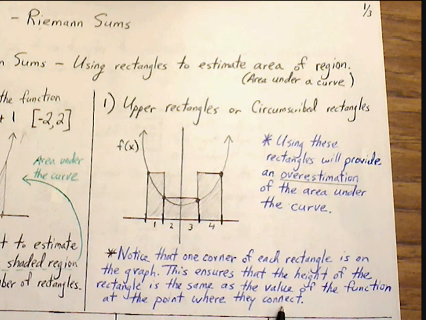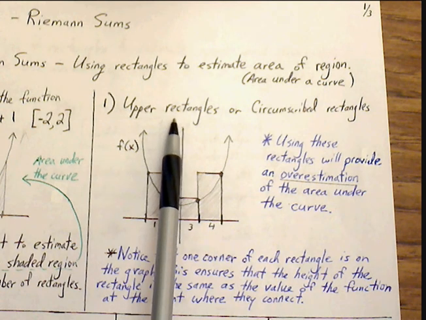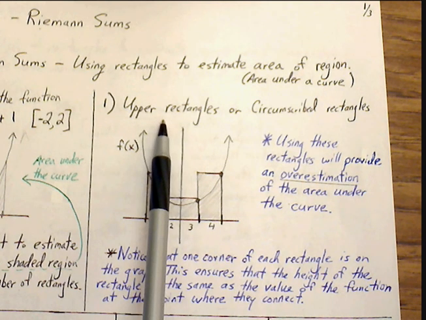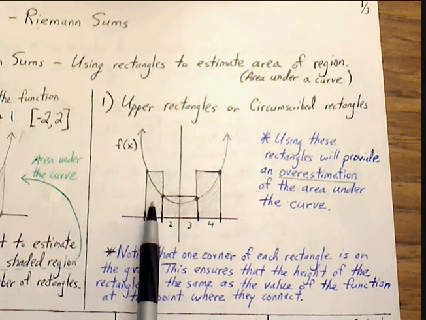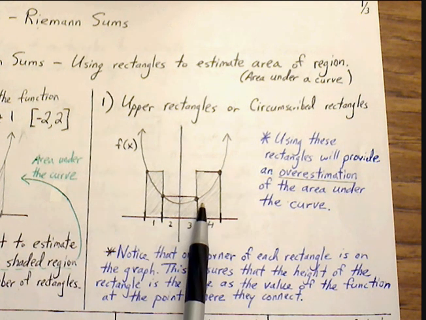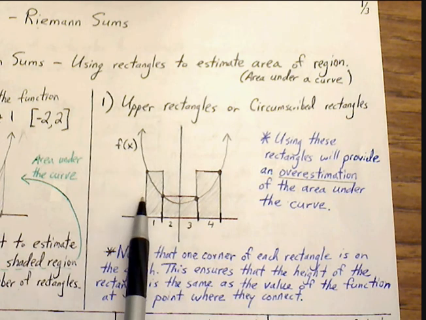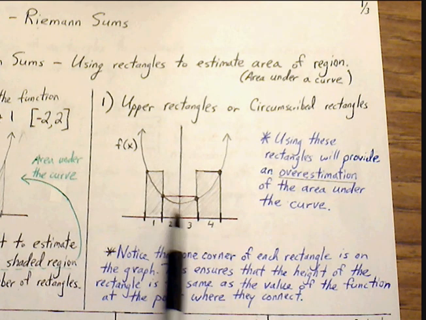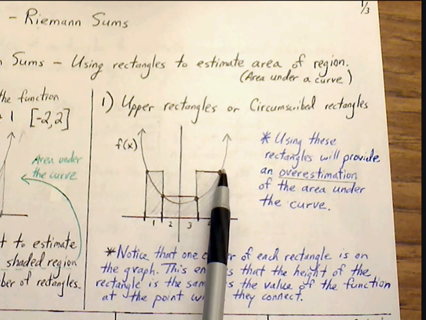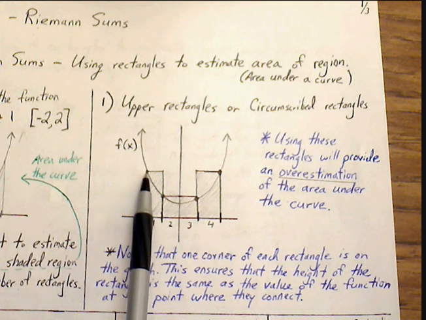Okay, so if we're going to be using upper rectangles or circumscribed rectangles, each rectangle that we draw has to have portions that extend above the curve, and we need to make sure that whatever rectangle we draw, each rectangle has either the upper left corner or the upper right corner connected to the graph. Okay, because we're using the graph to find the height of each rectangle.